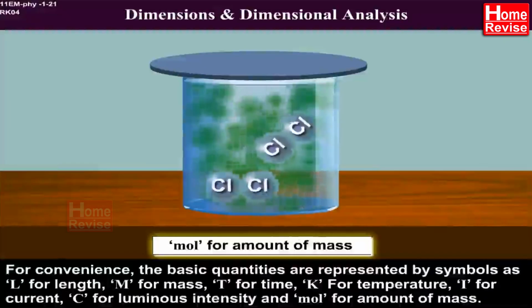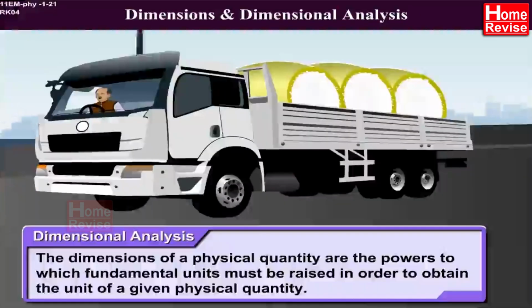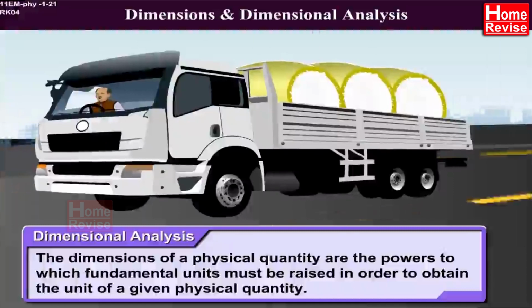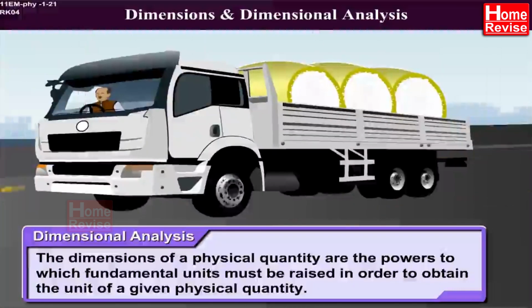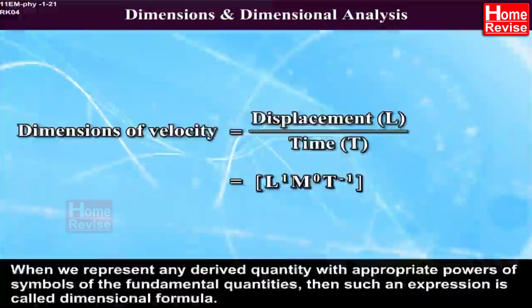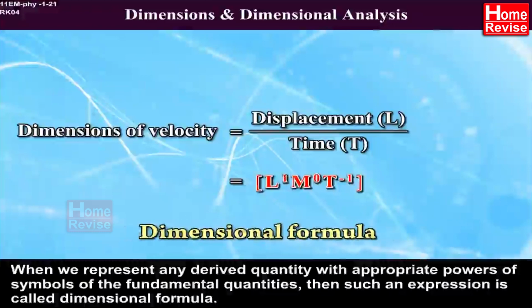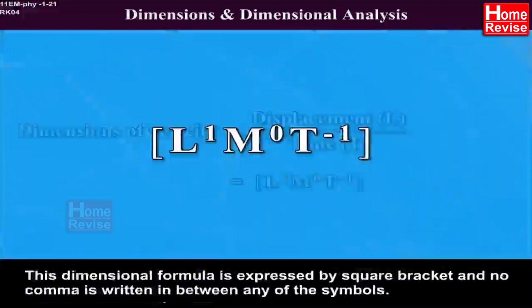The dimensions of a physical quantity are the powers to which the concerned fundamental units must be raised in order to obtain the unit of the given physical quantity. When we represent any derived quantity with appropriate powers of symbols of the fundamental quantities, then such an expression is called dimensional formula. This dimensional formula is expressed by square bracket and no comma is written in between any of the symbols.